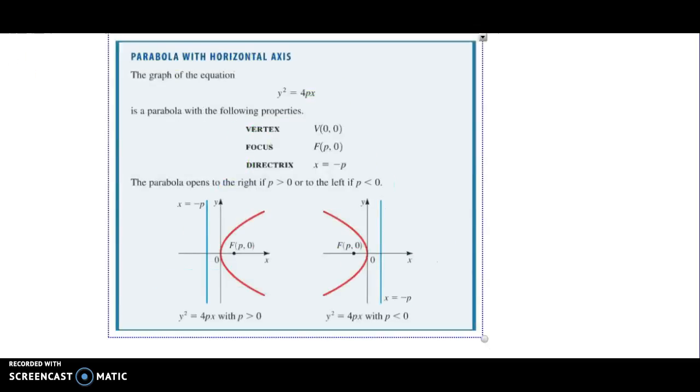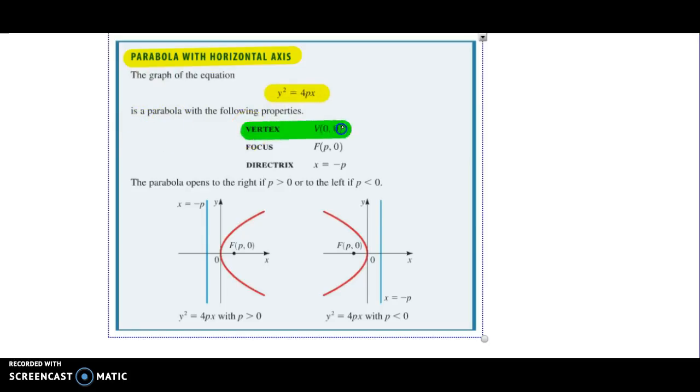The next one we're going to look at is the parabola with a horizontal axis. So that just means it's going left to right. So the parabola of the equation y squared equals 4px, notice its placement. If it's horizontal, it deals with y squared. If it's vertical, it deals with x squared. This one, y squared equals 4px, is a parabola with the following properties.